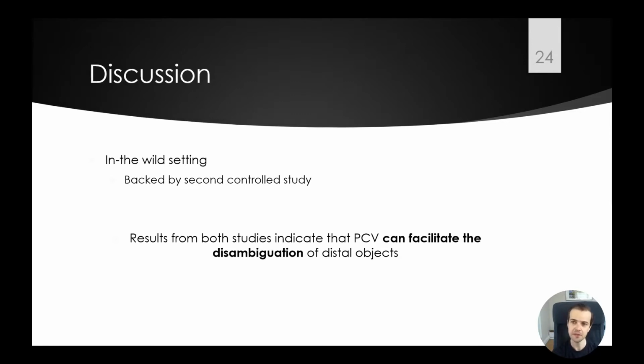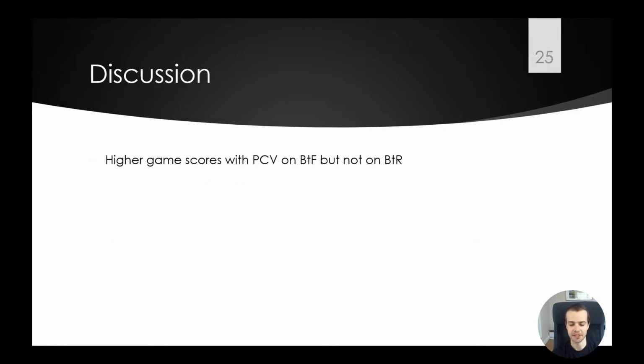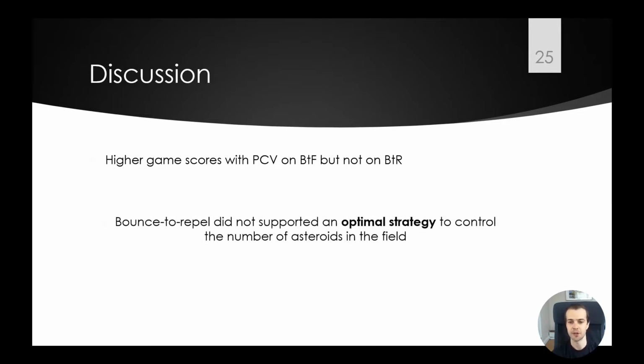objects. Regarding the difference in scores in bounce to fire and bounce to repel, it's important to note that the optimal strategy for Asteroids is to find a large asteroid, destroy it and all its children before tackling another one. However, we believe that bounce to repel did not support that optimal strategy, and it was hard to control the number of asteroids in the field, and players, both with perspective compensated view and without, were quickly overwhelmed by the number of asteroids.